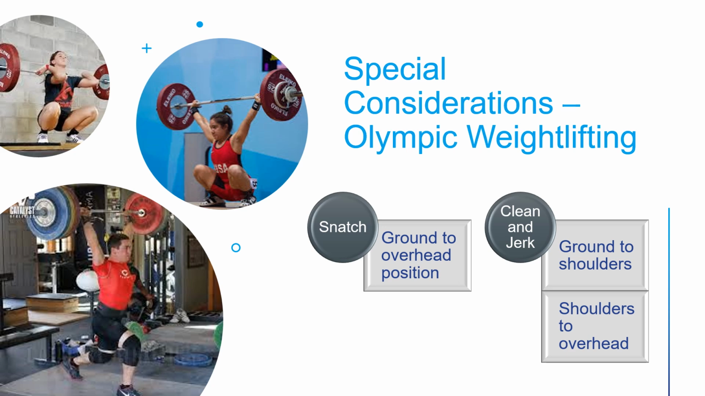The two, or technically three, main lifts within the sport of Olympic weightlifting are the snatch, clean, and jerk. The clean and jerk are performed together during the sport. The goal of this sport is to also lift as much as possible for one repetition of the snatch and clean and jerk to achieve a total weight lifted.